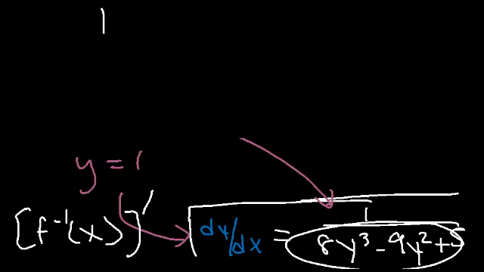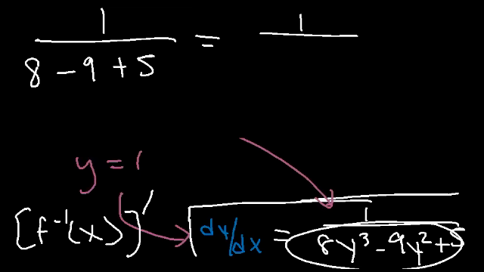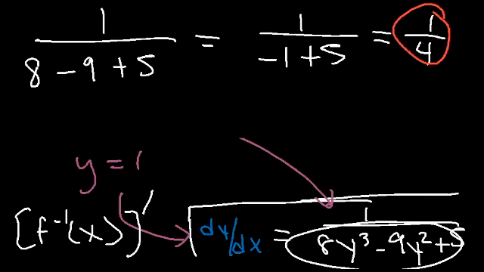It's going to be 1 divided by 8 times 1 cubed, which is simply 8, minus 9 plus 5. So 8 minus 9 is negative 1. Negative 1 plus 5 is 4. So the slope of the tangent line for the inverse function, where y is 1 for the inverse function, is 1/4.